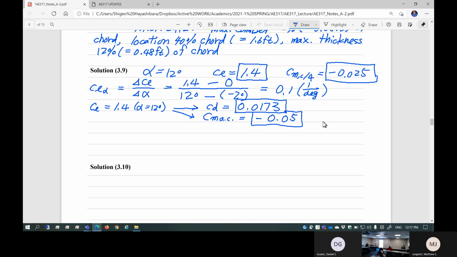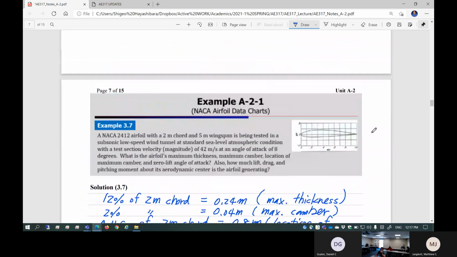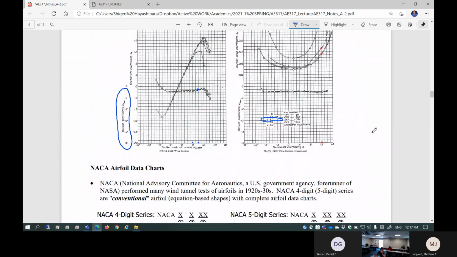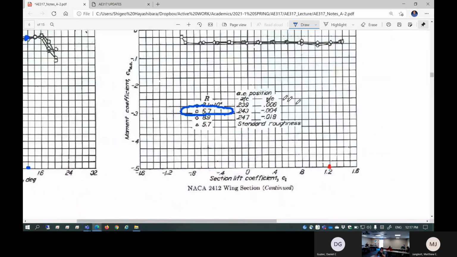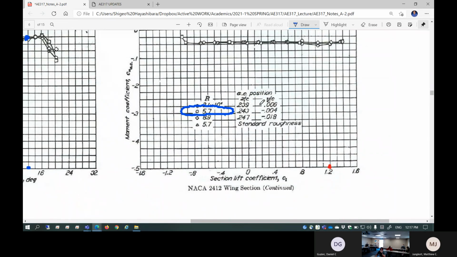You can't, clearly. Okay, so interestingly, it says CM quarter chord is not equal to CM aerodynamic center. What do you mean by that? That means the aerodynamic center is not equal to the quarter chord. That's why the aerodynamic center is listed different from quarter chord. Let's take a look at the data set here. AC position is 0.239. It's not 0.25. So AC is shifted slightly forward in this case.